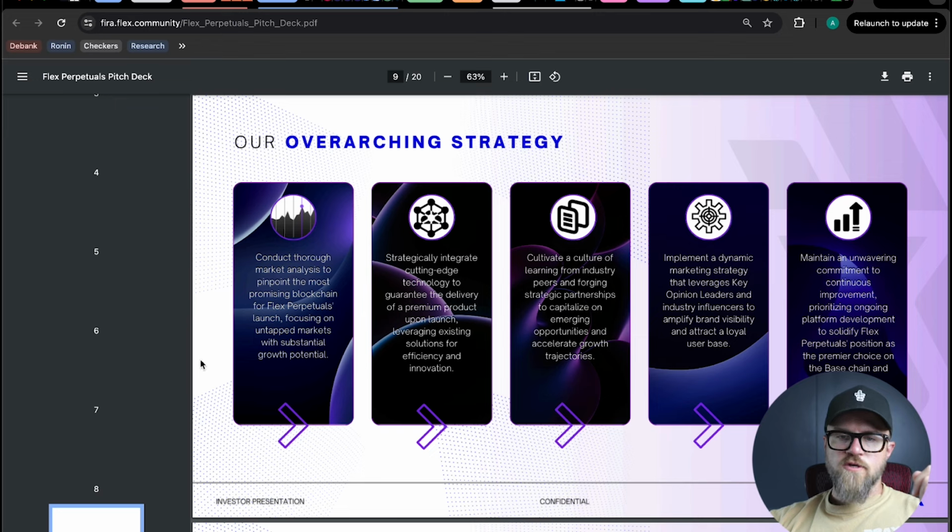Our overarching strategy: conduct thorough market analysis to pinpoint the most promising blockchain. They found that with the Base chain. I do think Base is going to be the L2 to win this cycle, especially with all the onboarding with Coinbase's smart wallet and these sorts of things. Strategically integrate cutting edge technology, which I believe is what they've already done with forking HMX, right? Cultivating a culture of learning from industry peers. This is cool. I think I'd like to be a part of this, guys.